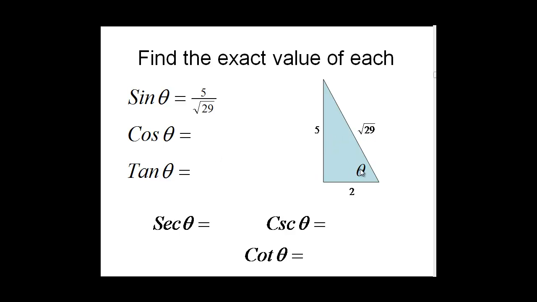Cosine is adjacent. Next to theta is 2. Hypotenuse is square root of 29. So it's 2 over square root of 29. Tangent is opposite, 5. Adjacent, 2. That's 5 over 2.